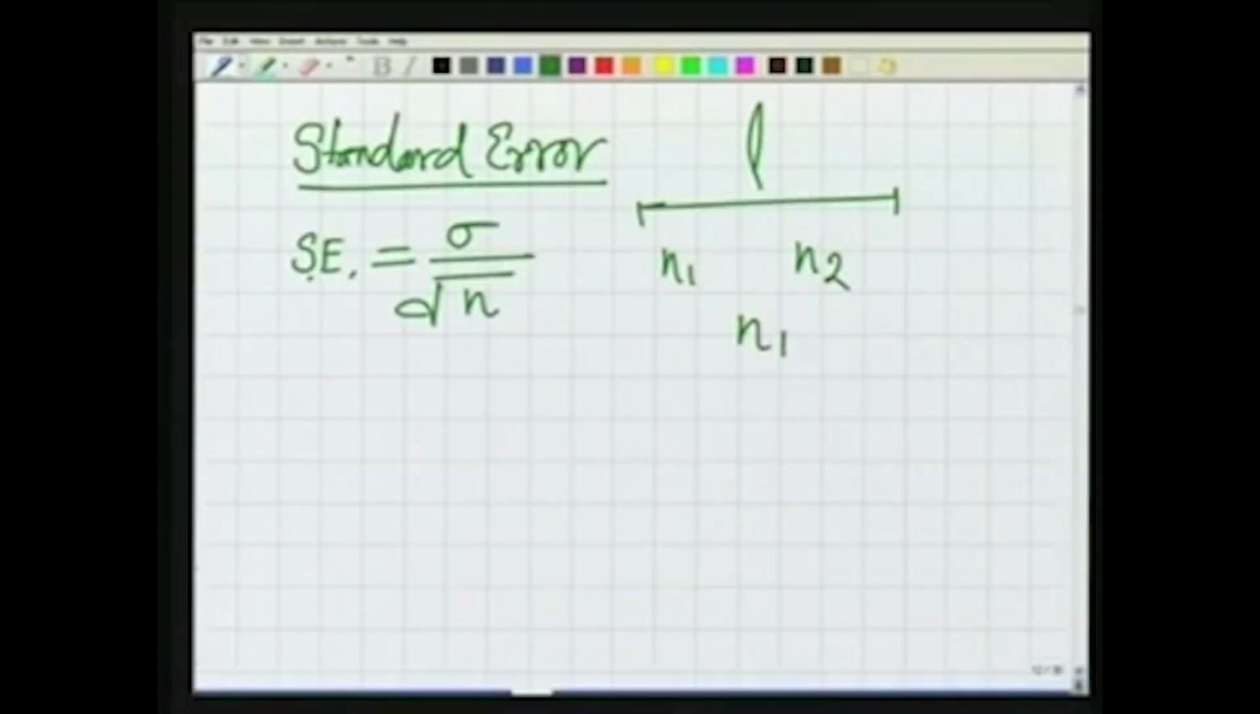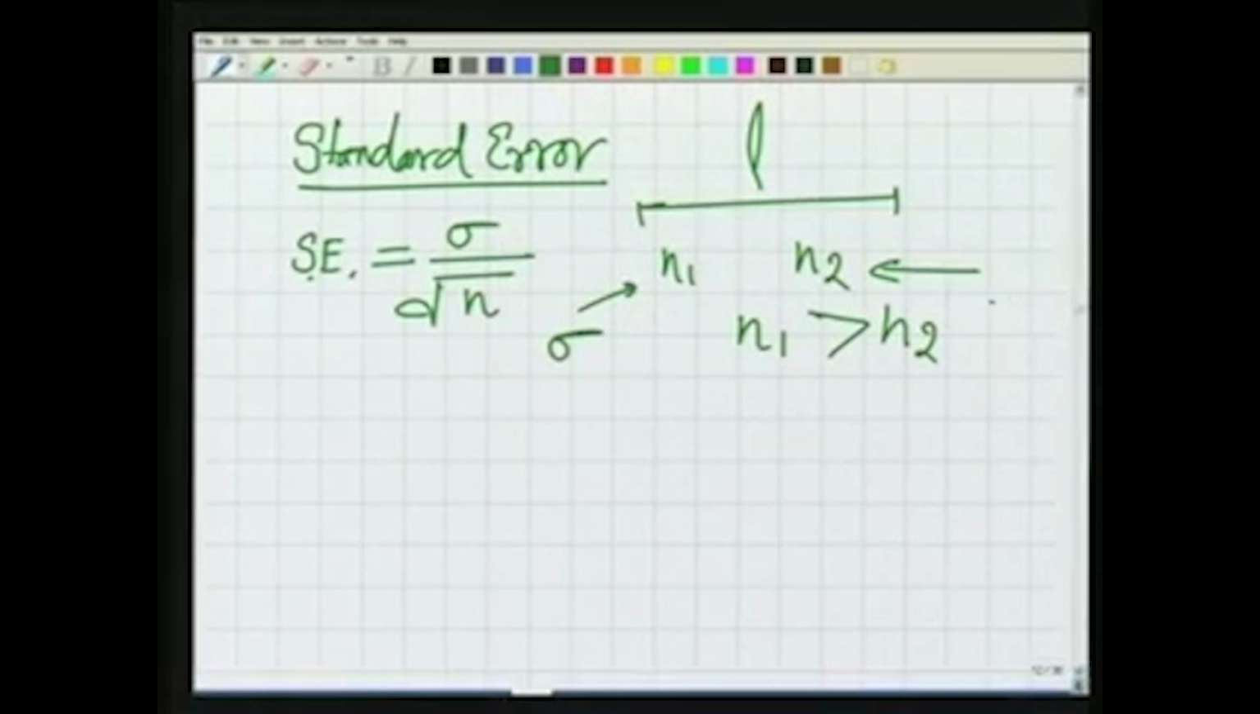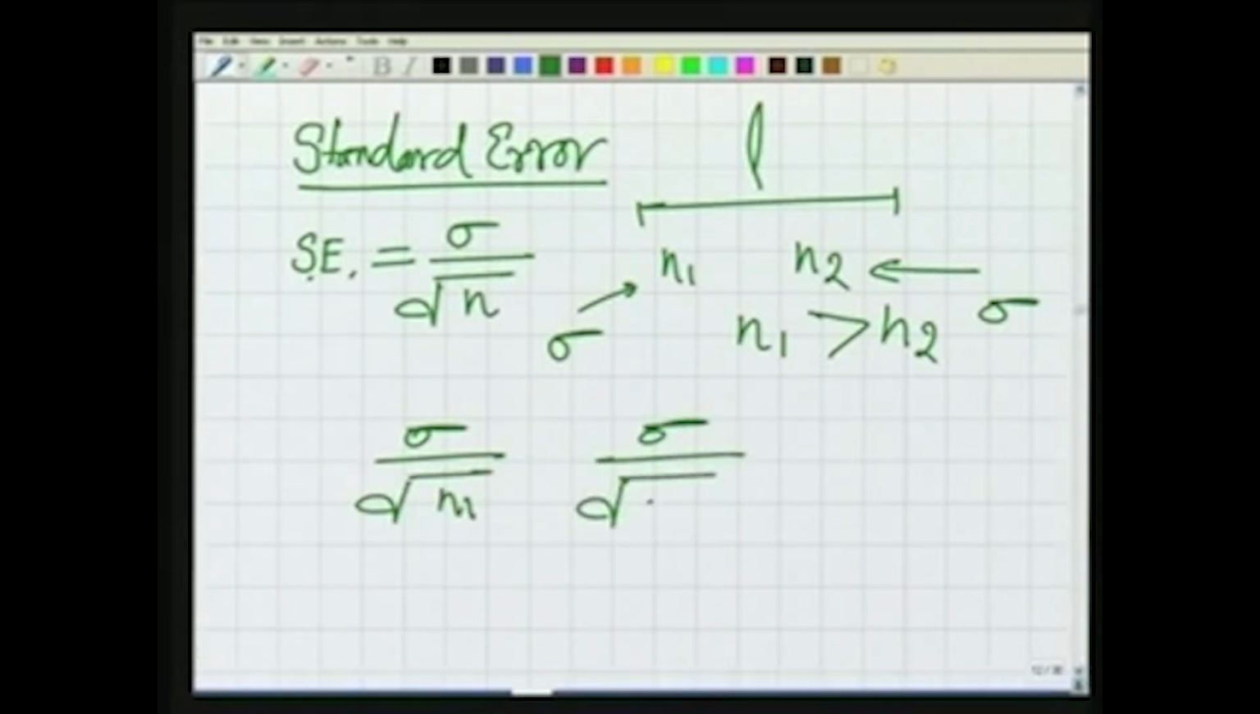it n1 times and n2 times, while n1 is more than n2, and in both the cases, for case A, case B, we had the same sigma. So, what we get? We get sigma by under root of n1 and sigma by under root of n2, because n1 is more than n2. So, this is more, this value will be less. So, the standard error in case of A is less, because more number of observations, though the standard deviation is same.